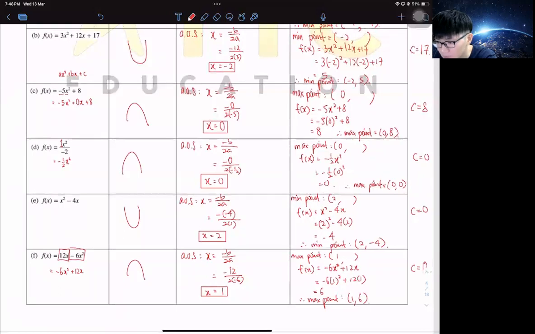D. Why is it a sad face? You better check the rest as well. D is a sad face because the A is negative 1/2. The A is negative. Luckily, 0 divided by whatever is 0. Okay, anymore?